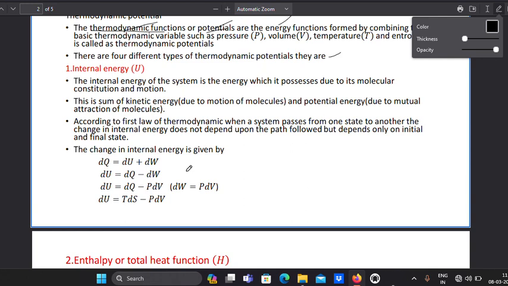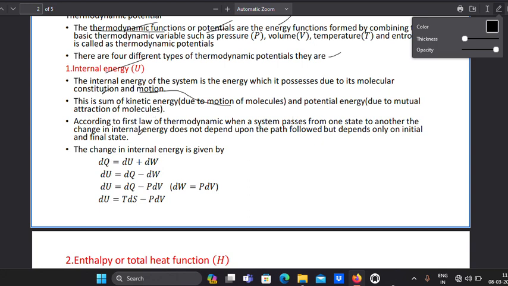First, internal energy. The internal energy of the system is the energy it possesses due to its molecular constitution and motion. Molecular motion gives kinetic energy, and molecular constitution gives potential energy, and their combination is the internal energy. It is the sum of kinetic energy due to motion and potential energy due to mutual attraction, and repulsion also, but in substances attractions are mostly present.